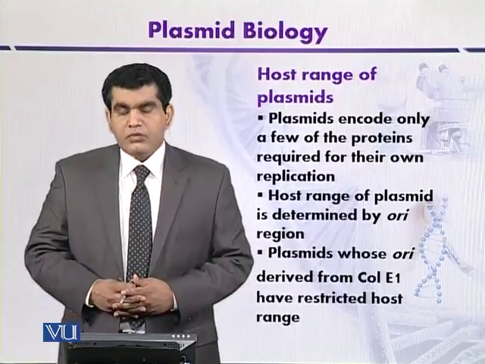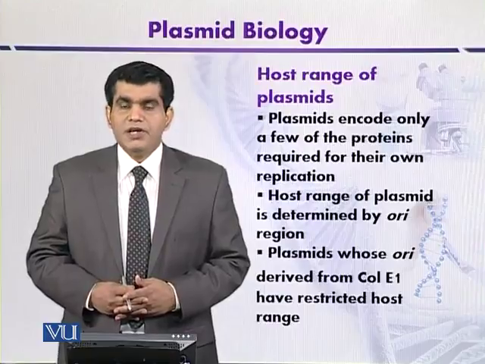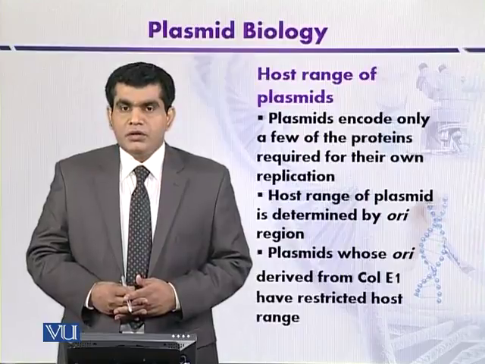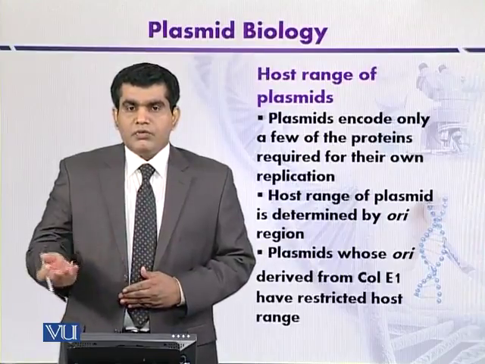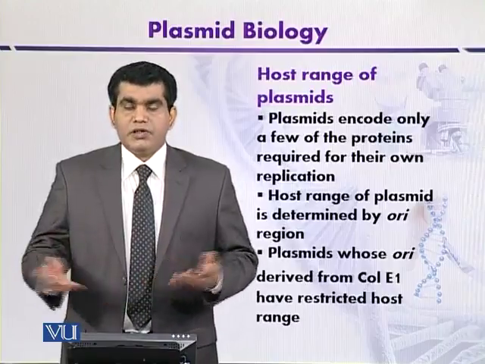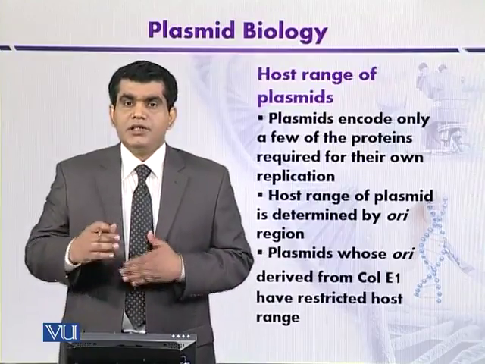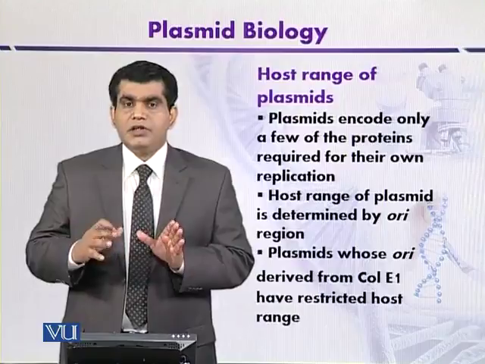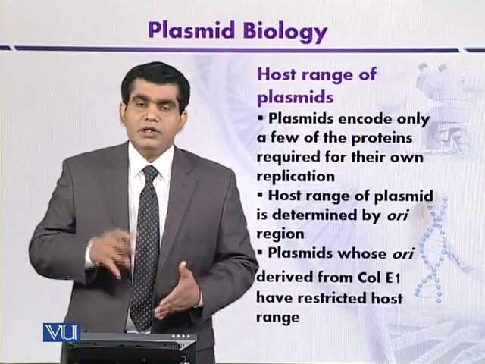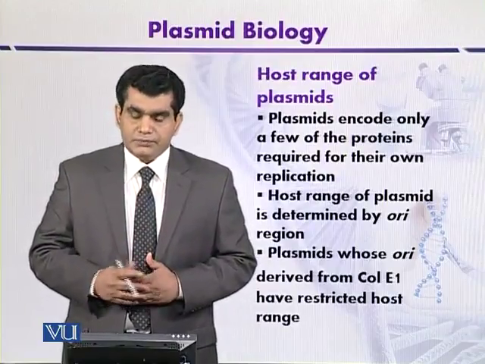So now we can say that the host range of a plasmid is mainly determined by its region of replication. I can quote one example of a plasmid, like COL-E1. It has a restricted host range and can be transferred within a few enteric bacteria, like gram-negative E. coli, Salmonella, or Shigella.